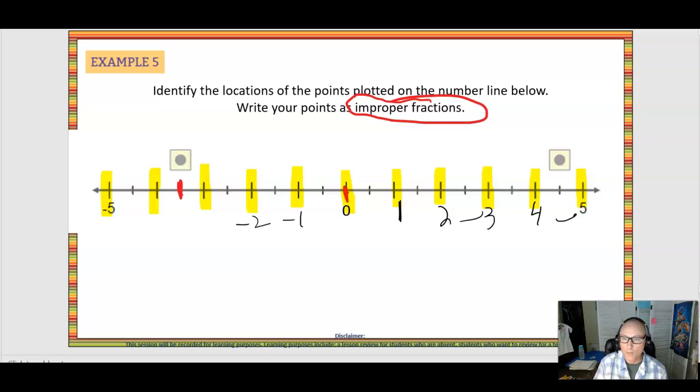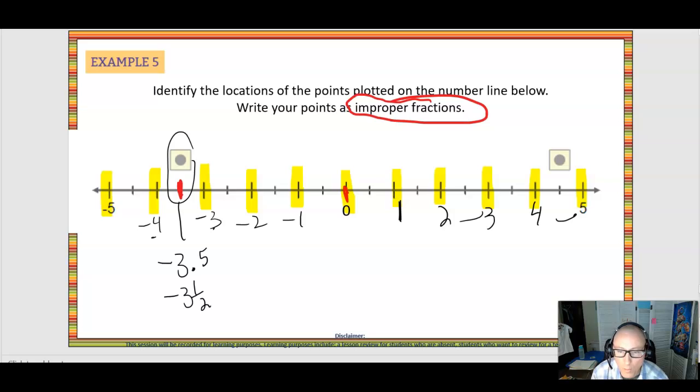Negative 1, negative 2, negative 3, negative 4, negative 5. So we know that this has got to be right here. It's in between negative 3 and negative 4. So it's a negative 3.5 or negative 3.5. But they want improper fractions. How do you write it as an improper fraction?